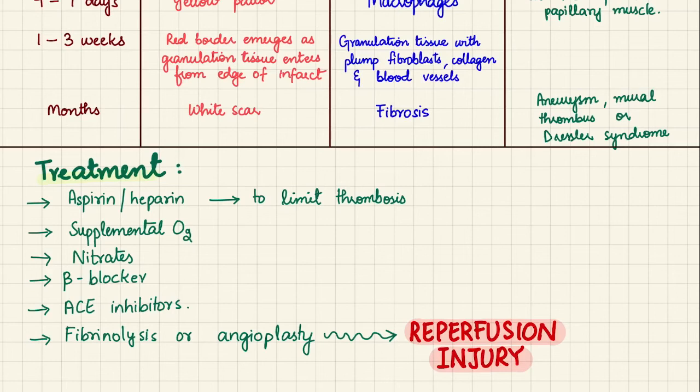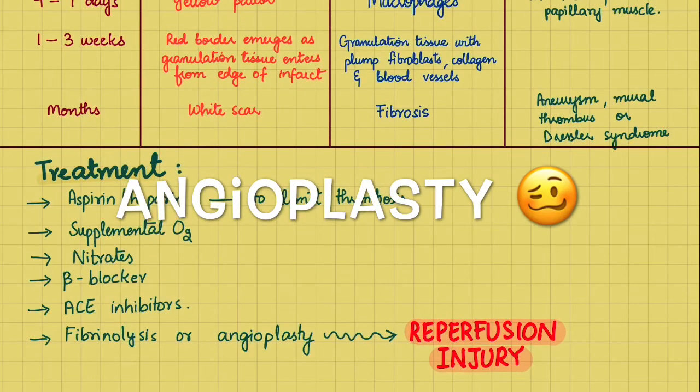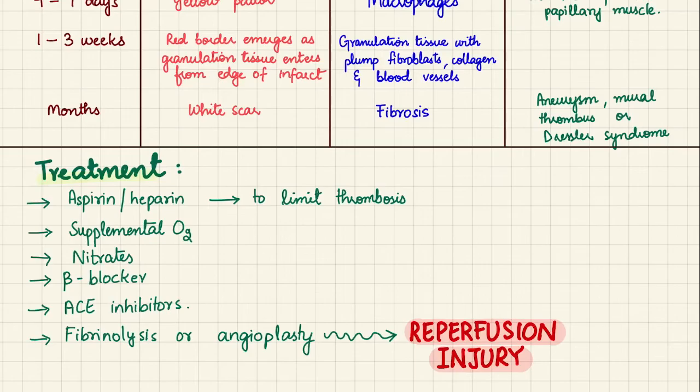Now, regarding the treatment for MI, we can use aspirin and heparin to limit thrombosis. Supplemental oxygen can be given to save the myocardium. Nitrates for venodilation. Beta blockers to reduce the heart rate and the stress on the heart. ACE inhibitors, so we do not have fluid overload. And fibrinolysis or angioplasty, that is, once the clot is formed, the clot needs to be broken down. That can be done by fibrinolytic agents, that is medicines, or by angioplasty.